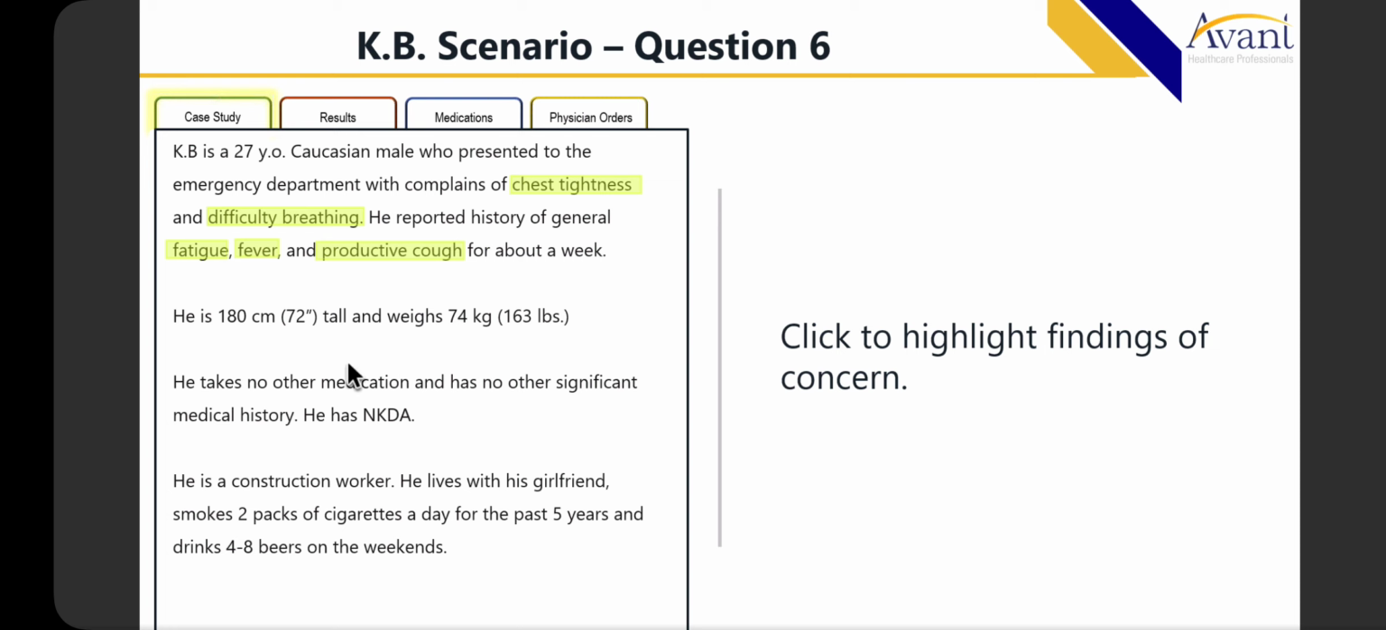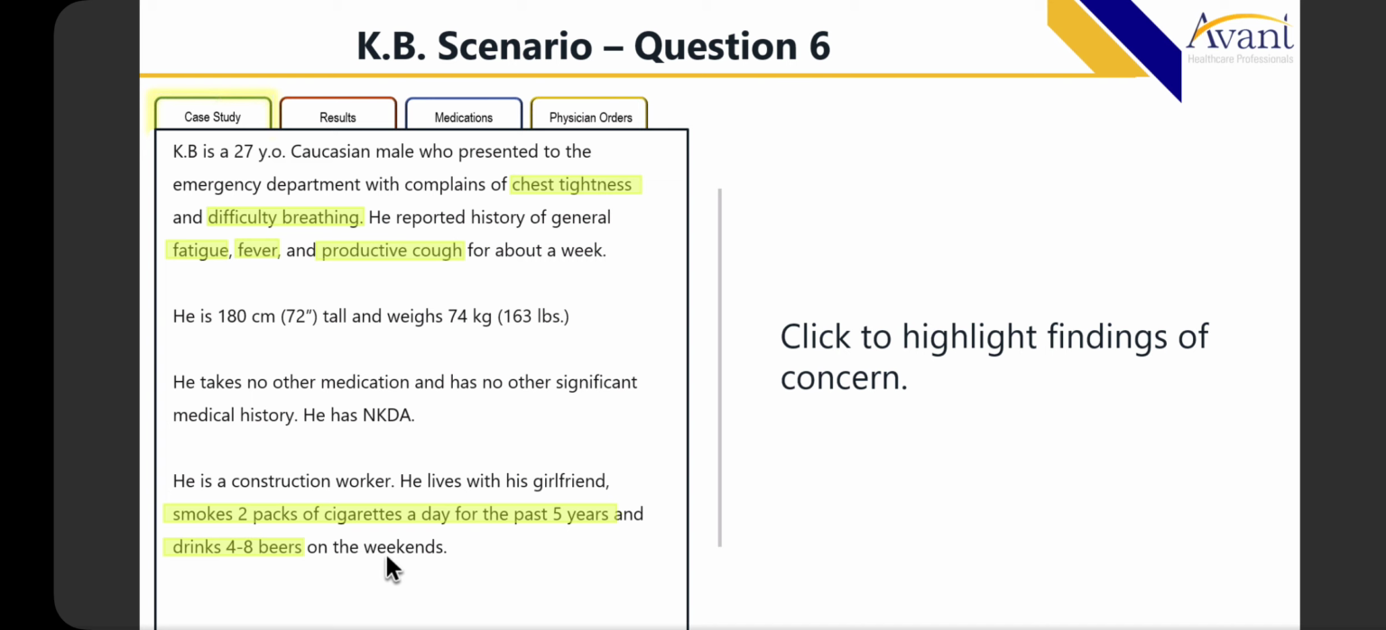How about here? Well, the height and weight, there's nothing there for me to worry about. He's not taking any other medication. He doesn't have any allergies. Now, he's a construction worker. He lives with his girlfriend. But what do you think about the smoking? And what else? Oh, let's take note of the fact that he likes to drink. Okay, so those are things to highlight.